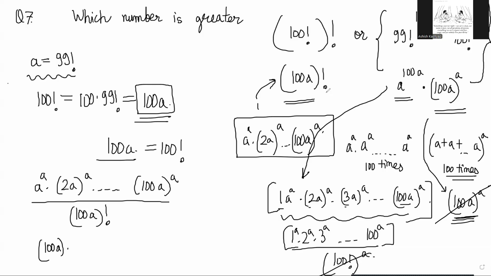Basically, we have to figure out how to get this somehow. How can I generate this? 100a factorial. I have to compare with a power a, 2a power a, 100a power a.